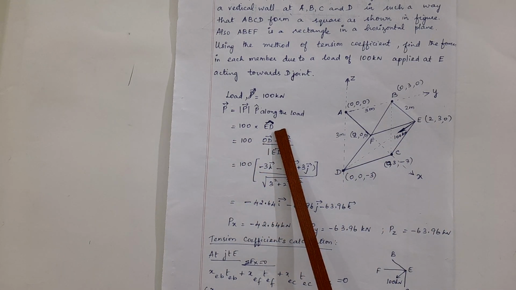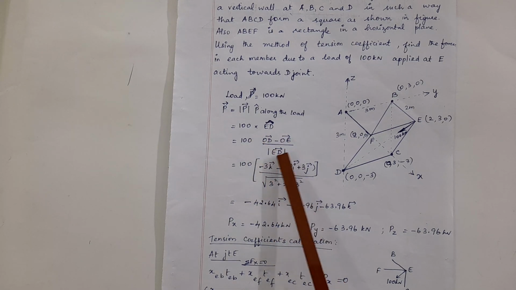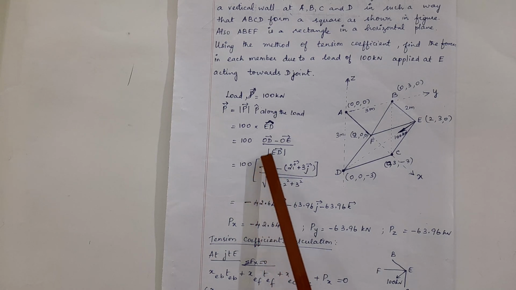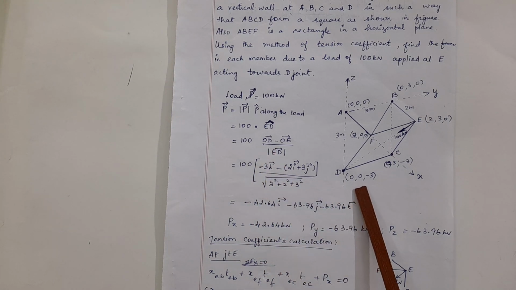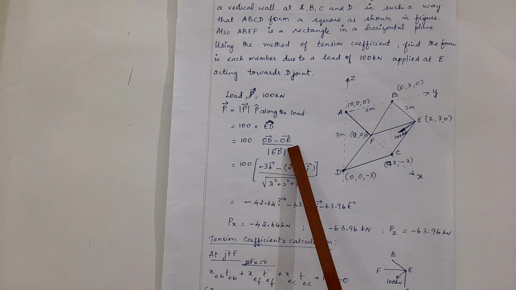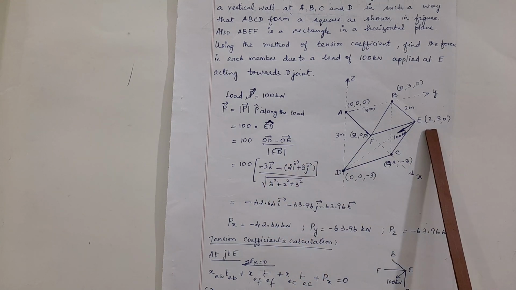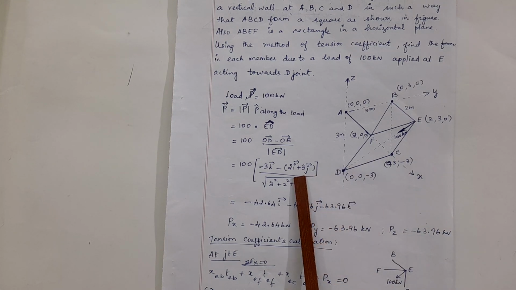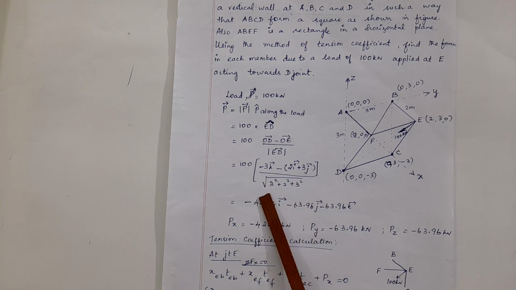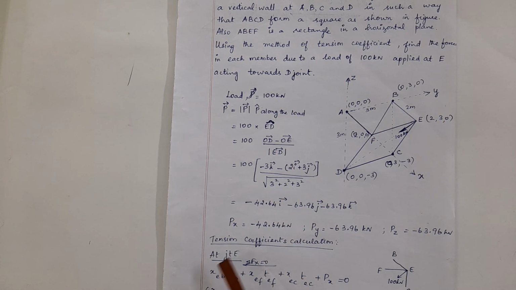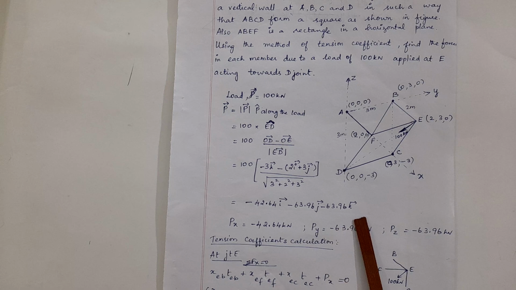Unit vector along ED can be determined as OD minus OE divided by the magnitude of ED. So 100 times OD, which can be written with the coordinates 0i, 0j, minus 3k, that is written here, minus OE. With the E coordinate, I write 2i plus 3j plus 0k. That is what is written here, divided by root of i squared plus j squared plus k squared. Finally, the forces along i, j, k directions are determined.